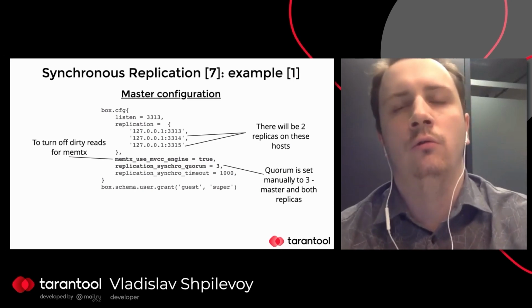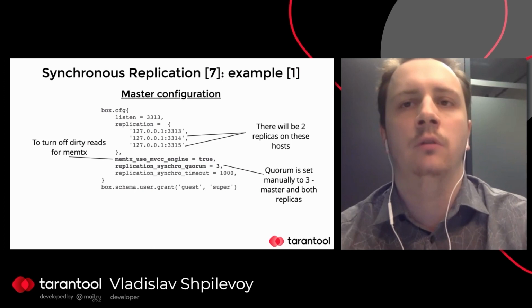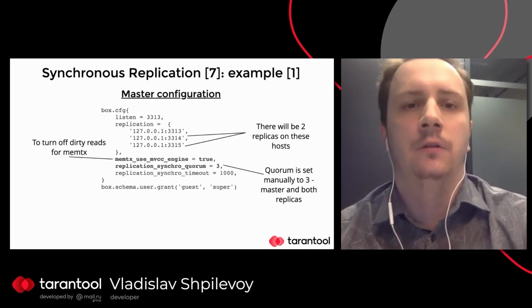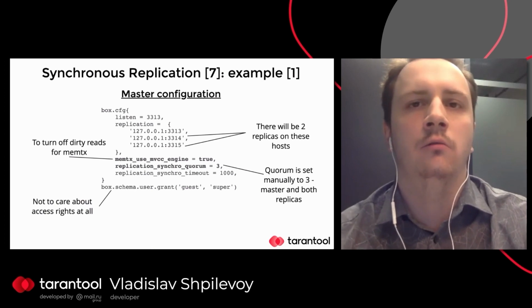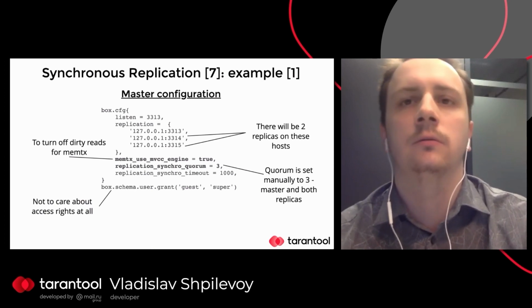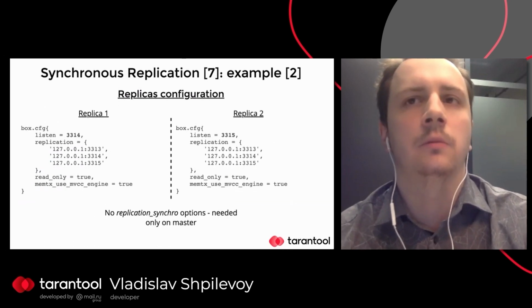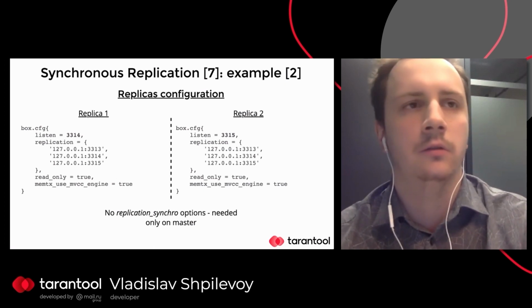Here I used it to show some interesting cases in the example. In reality, as I said, you may want to set it to 2, as 50% plus 1. Then I grant all the access rights to the guest user so as not to care about them further. For the replicas, the configuration looks simpler. I don't need to specify synchro options on them. It's needed on master only.